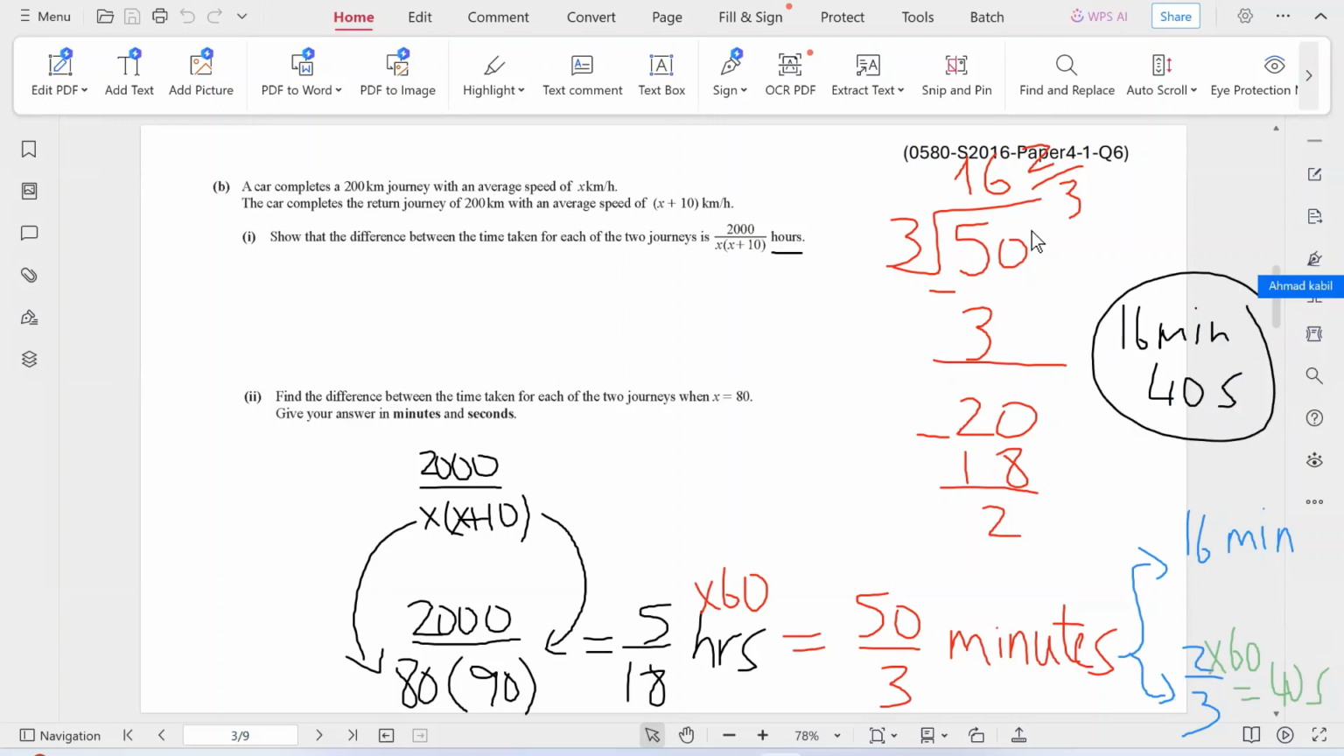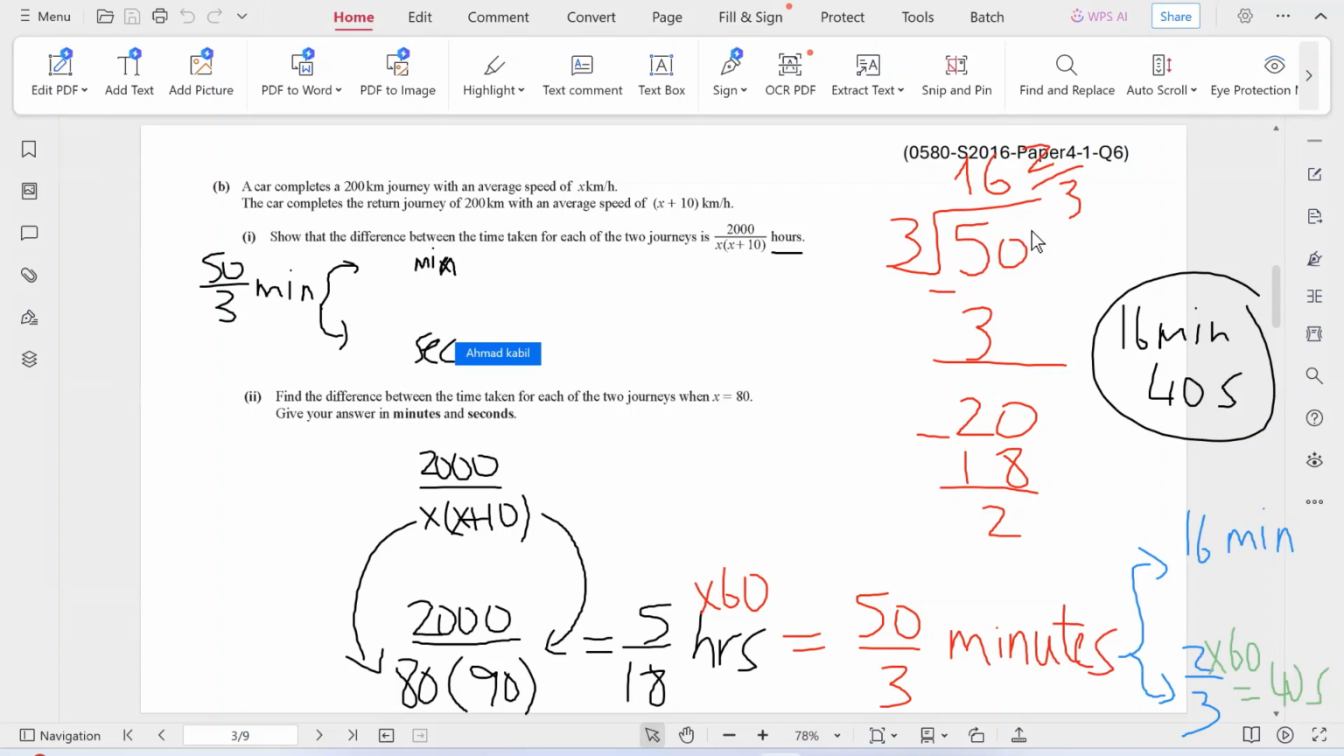If you don't like long division, there is another way. It's slightly longer, but you can also use it. Our task is to convert 50 over 3 minutes into minutes and seconds. So we want something in minutes and we want something in seconds.